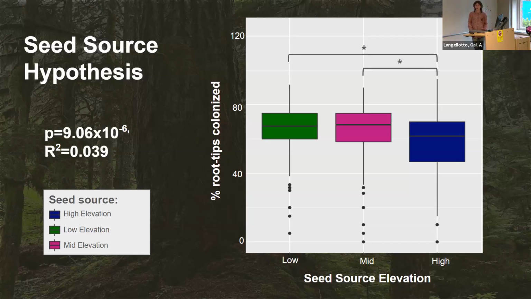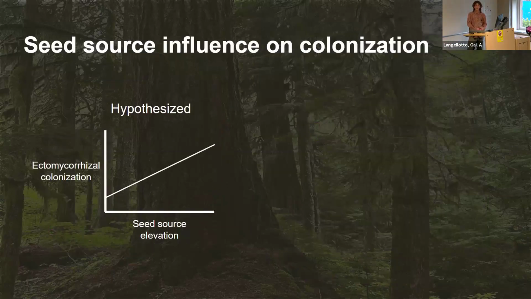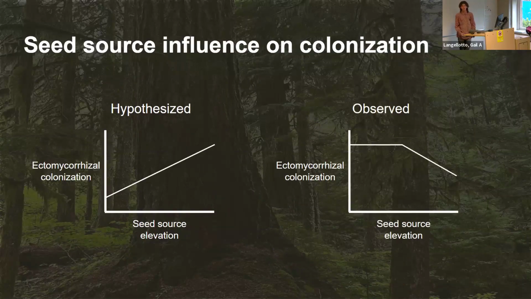So really what we're going to rely on to distinguish significance within the data is going to be a very significant p-value, which we do have in this case. We hypothesized here that we would see an increase of ectomycorrhizal abundance as you moved up along that elevation gradient. However, this really was not the case. What we observed directly contradicted that.